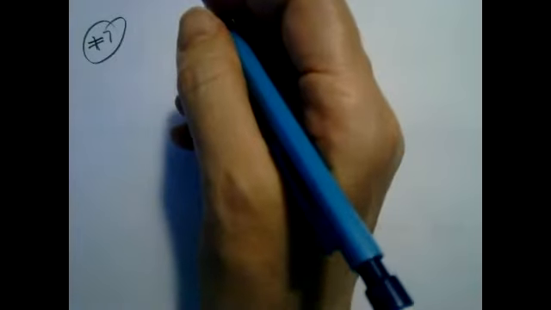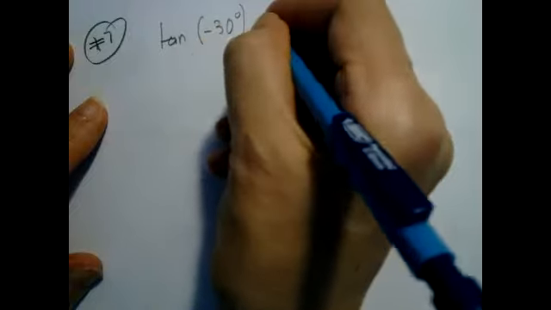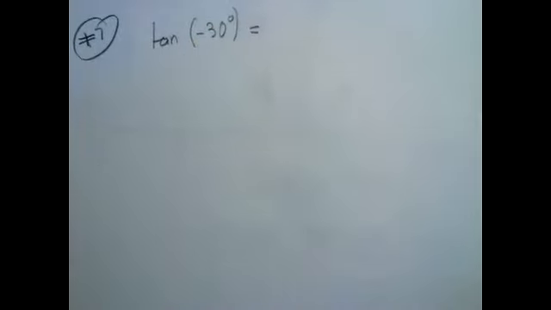Let's look at your last questions. And I saw one, which is number 7 in section 7.6. Okay, let's look at number 7 in section 7.6. Okay, so the question is, find the tangent of minus 30. And they want to find the exact value.